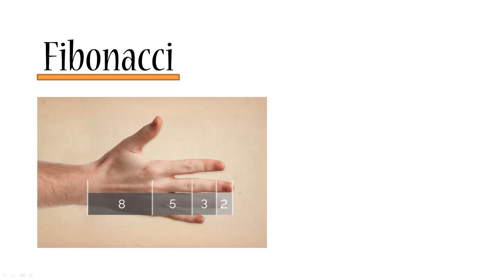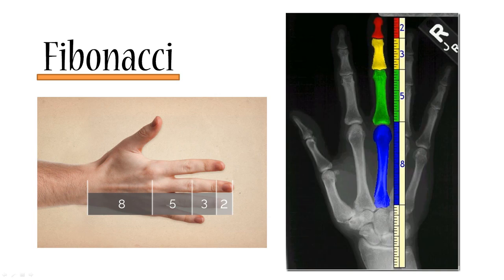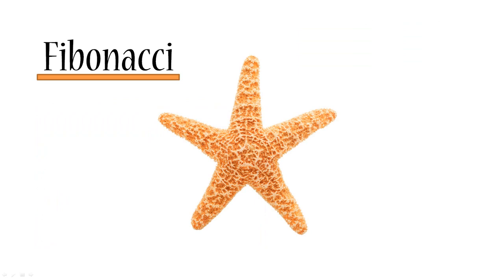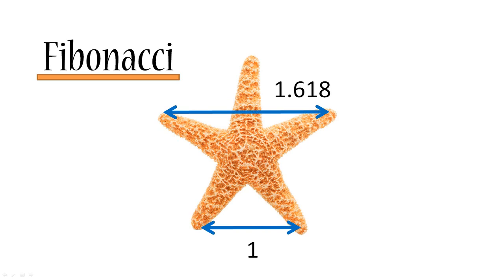Next, the phalanges on your fingers are actually in the same ratio as the Fibonacci numbers: 2, 3, 5, 8. If you don't believe this picture, then here's an actual X-ray. Also, if you take any starfish and measure its base and take it as a 1, then the distance between these two limbs will be 1.618.